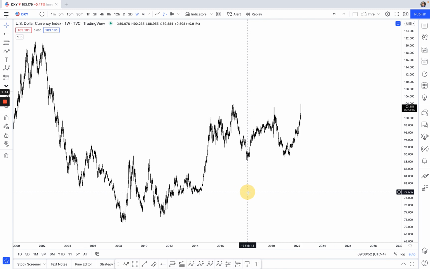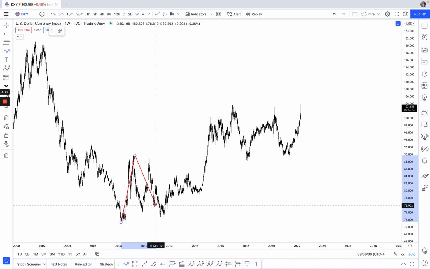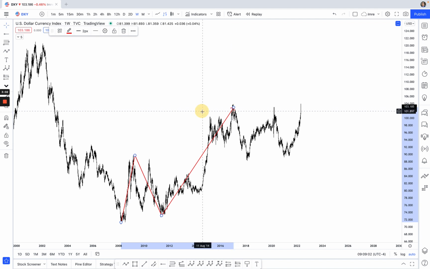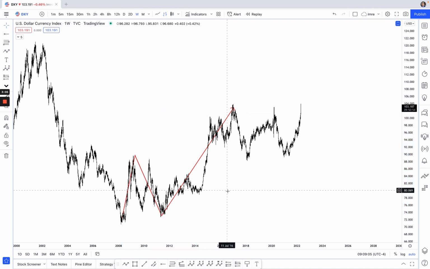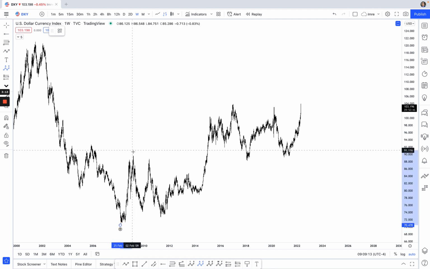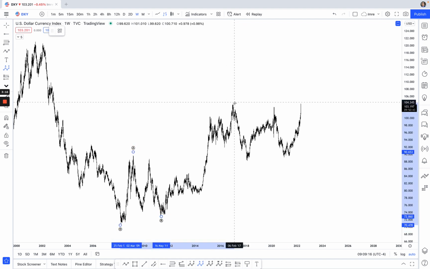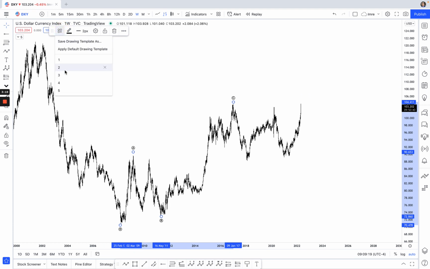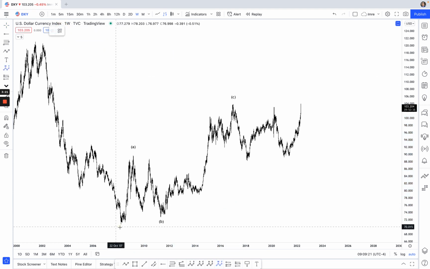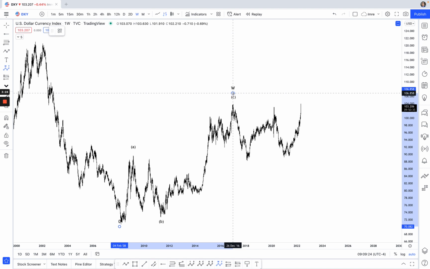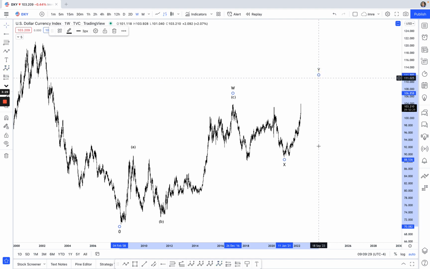So, is there yet another alternative? Yes, there definitely is. And that alternative would see us count this move in 3 waves, right? So this would be ABC wave W for what is potentially an unfolding double zigzag, all right? So that would look something like this. And we're going to slap a wave W label over top of this, in which case we can put wave X here, and we'd be looking for a wave Y higher.